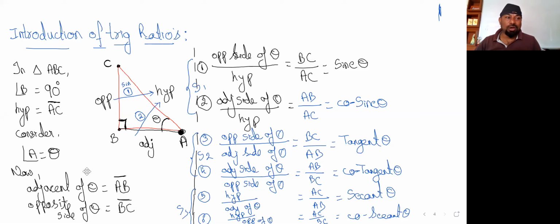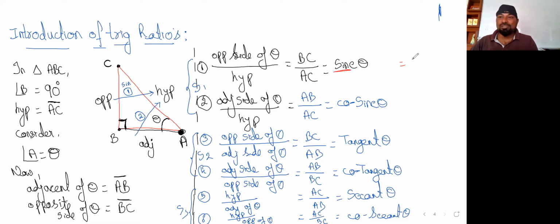If you check it out, the names are looking big. Sin theta, cosine theta. Tangent theta, cotangent theta. Secant theta, cosecant theta. The names are looking very big. So let us do one thing. Let us take only the first 3 letters.